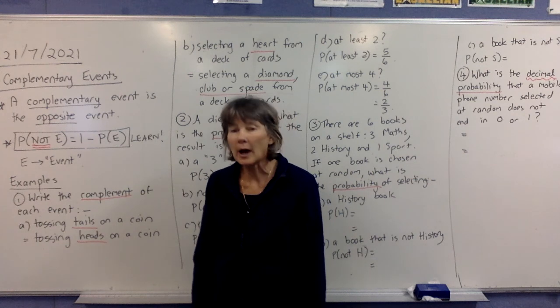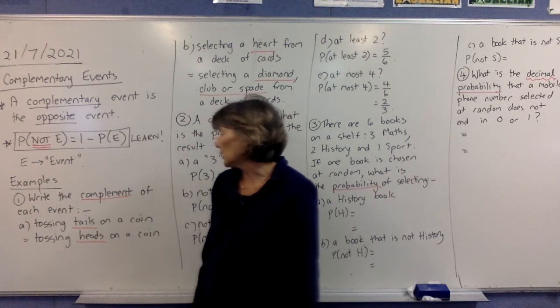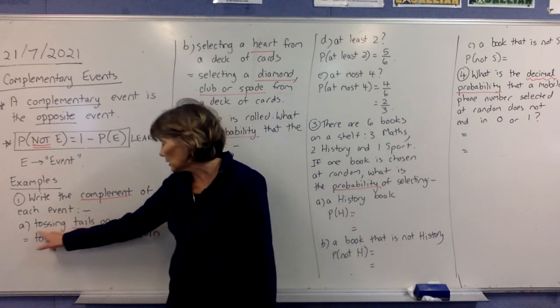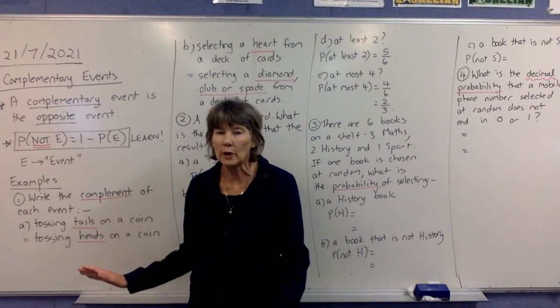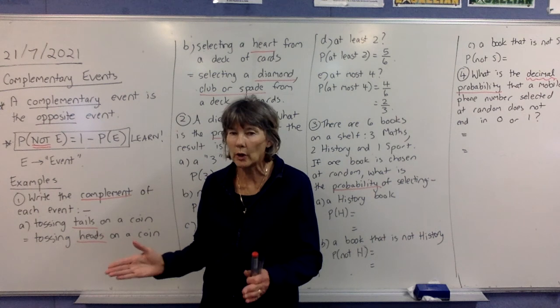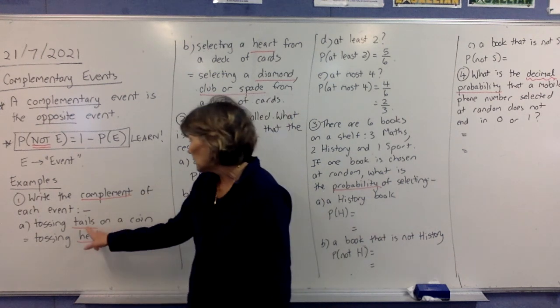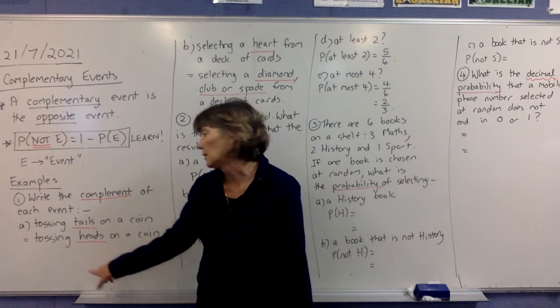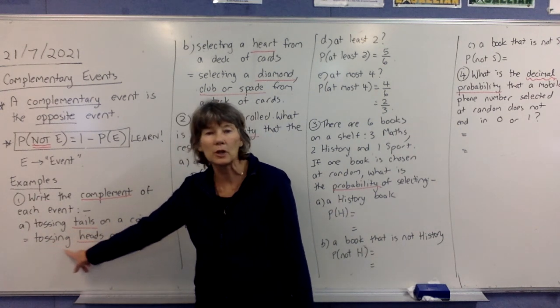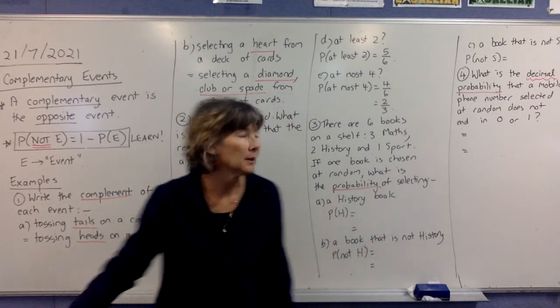This one says, write the complement of each event. And the question is tossing tails on a coin. You want to use the exact same words, but just change the word to the opposite word. So for tails, the opposite of tails on a coin would be heads. So the complementary event will be tossing heads on a coin.